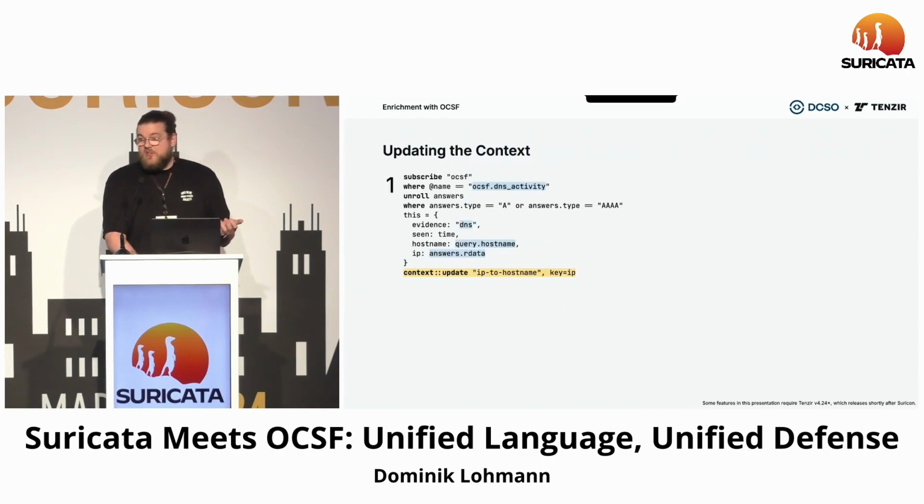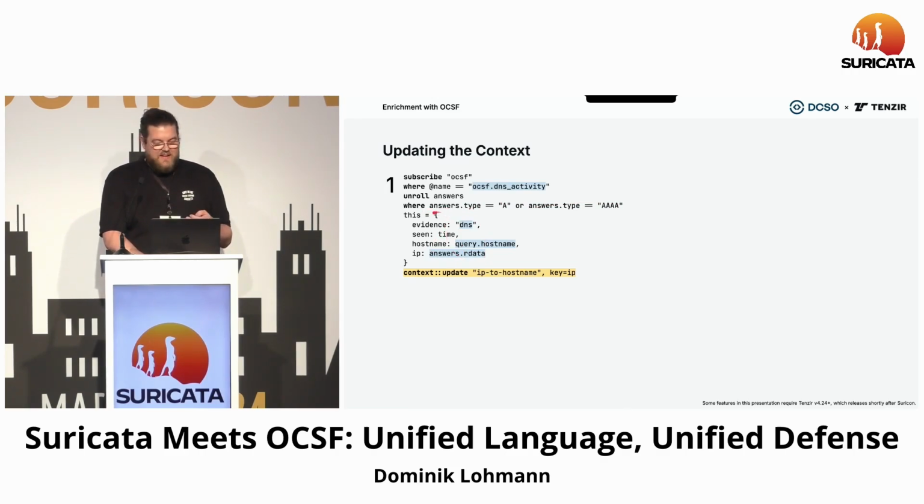Now, how do we update the context? And that's, again, where we go into TQL. And we're just getting data in. We're subscribing to the OCSF feed here. We're taking a look at DNS activity events. DNS activity, you probably also know this all from Suricata, contains a list of objects called answers. And in that, you have a type field, and that type could be A or quad A, and then we can slightly reshape this into a new event.